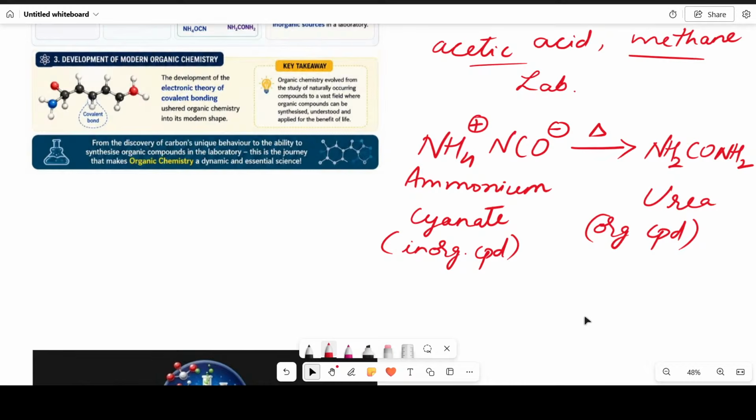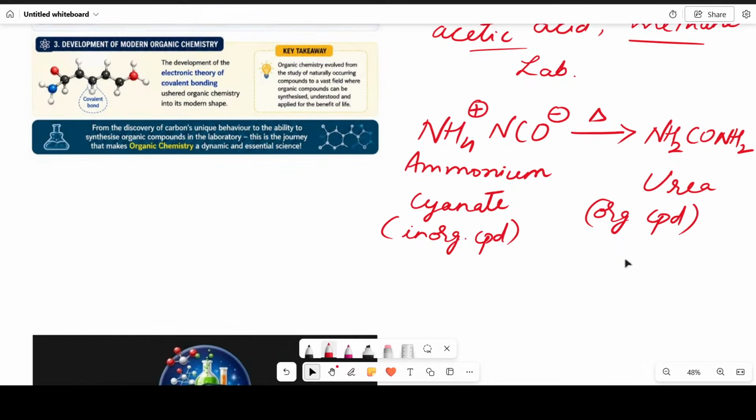Later on, the modern development of organic chemistry. Here, the development of the electronic theory of covalent bond helped us to understand organic chemistry and its modern shape. Okay, so what is the key takeaway from this part? Organic chemistry evolved from the study of naturally occurring compounds to a vast field where organic compounds can be synthesized, understood, and applied for the benefit of life.